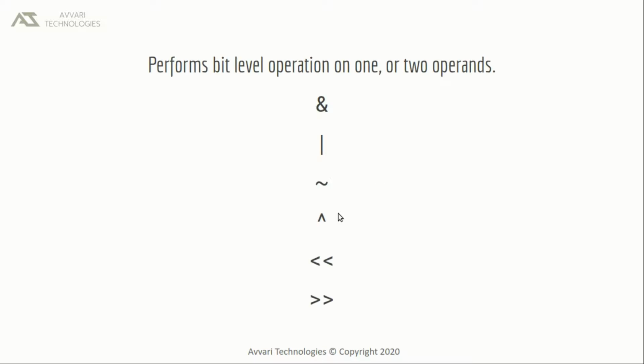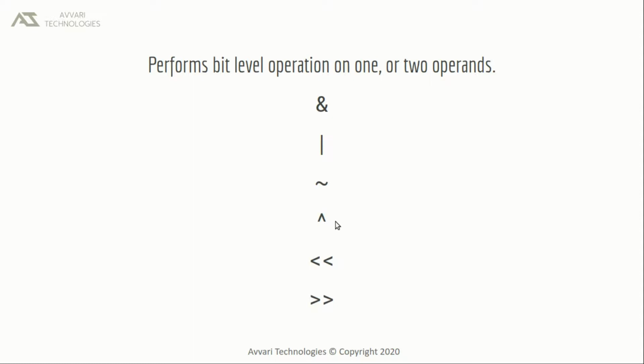Bitwise operators perform bit level operation on one or two operands. There are 6 bitwise operators: bitwise AND, bitwise OR, bitwise invert. Here 0 becomes 1 and 1 becomes 0 in a number. Say for instance, we have a value in binary 0101. If we perform the invert operation, the value becomes 1010.